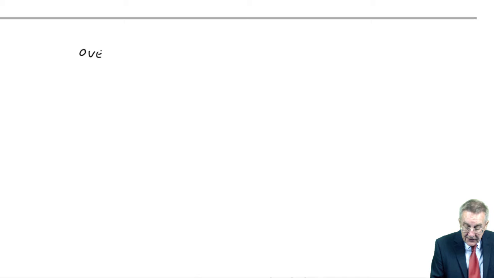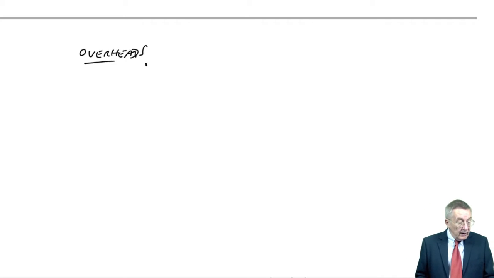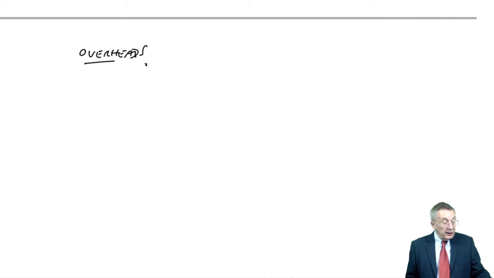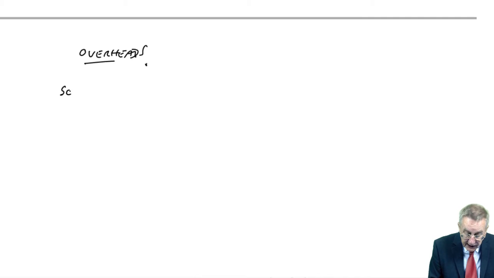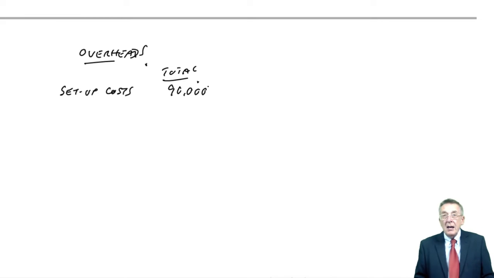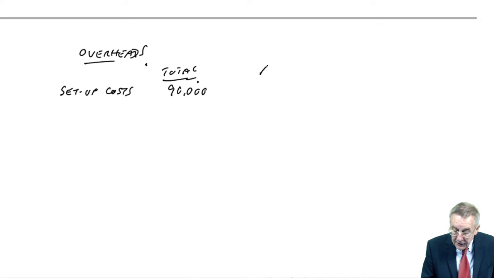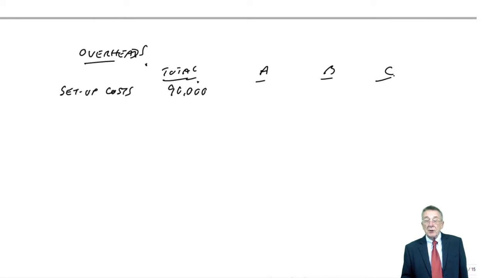So let's look at our overheads. And we look at them one by one. So, although the overheads are 190,000, first of all, the setup costs in total we're spending 90,000. And although ultimately, obviously we need a cost per unit for the overheads, initially we'll just split the total of 90,000 between our 3 products.